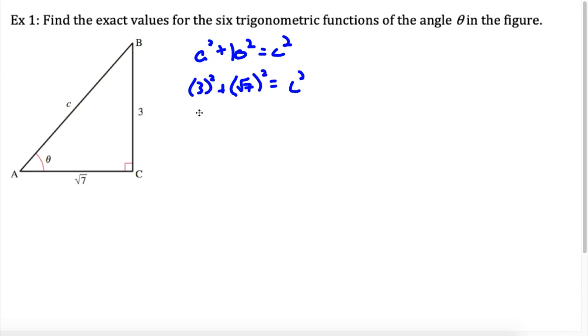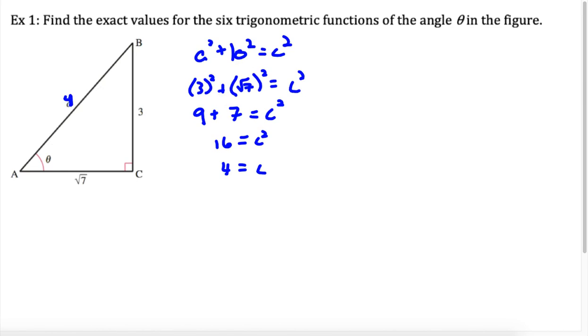Then 3 squared is 9. The square root of 7 squared would just be 7. 9 plus 7 is 16. Take the square root, and we will get that c is equal to 4. Again, when we take the square root, we would usually end up with positive and negative values, but since we're talking about a length, we would only include the positive root. So this side has a length of 4.